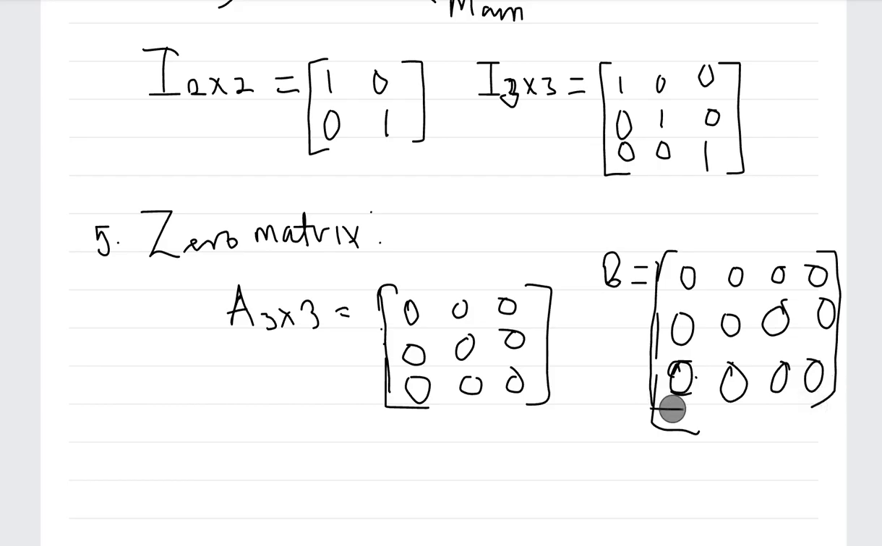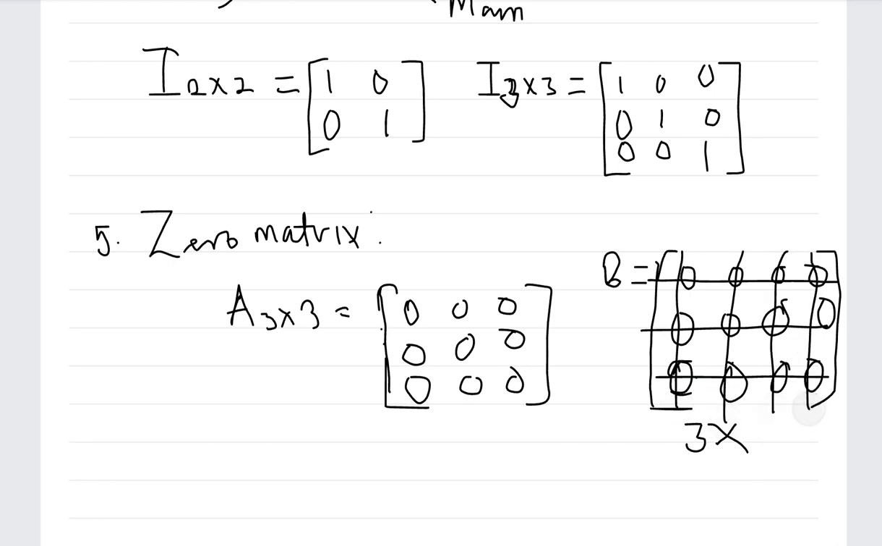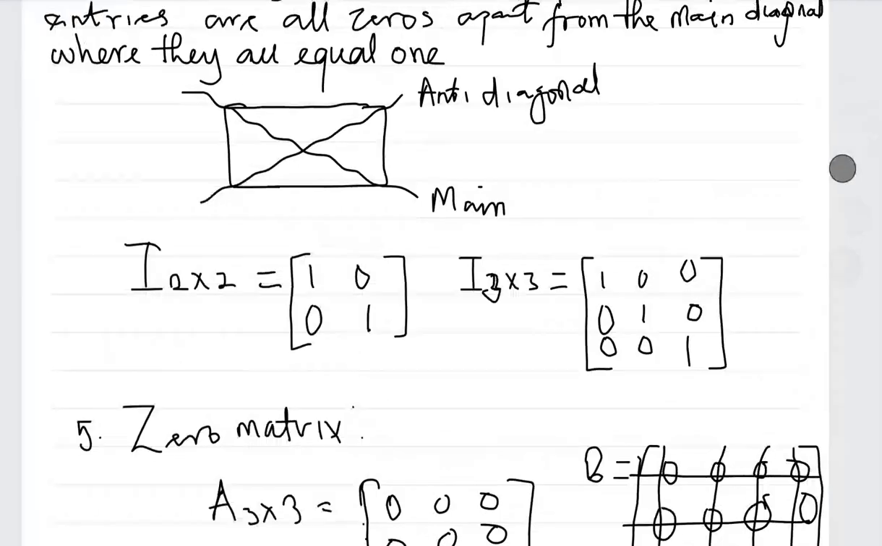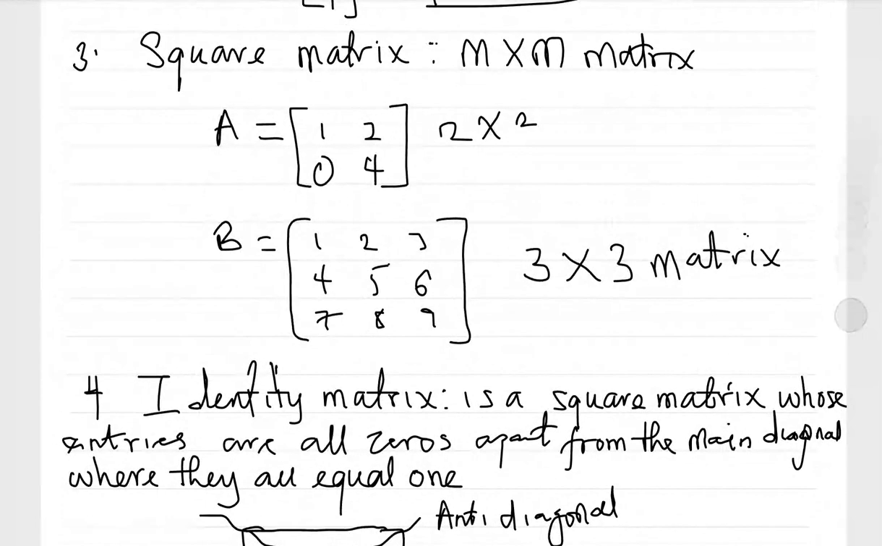So let me ask, what type of matrix is this? You can pause the video and think. Look at it. How many rows do we have? Row 1, row 2, row 3. So this is 3 by, column 1, column 2, column 3, column 4. So this is a 3 by 4 matrix. Alright, so I hope you understand everything that I have discussed here.